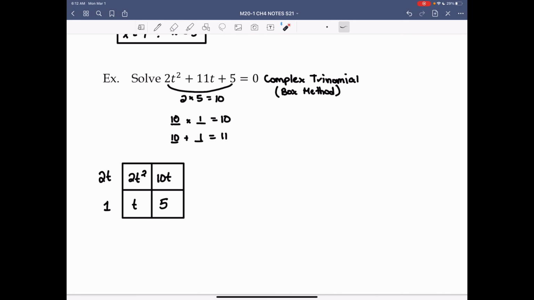Then we do the columns. 2t squared and t, what's the common factor? That would be t. I write that above. And last one, 10t and 5. What is the common factor between those two? That would be 5. Now we can write our binomials because they are t plus 5 and 2t plus 1.